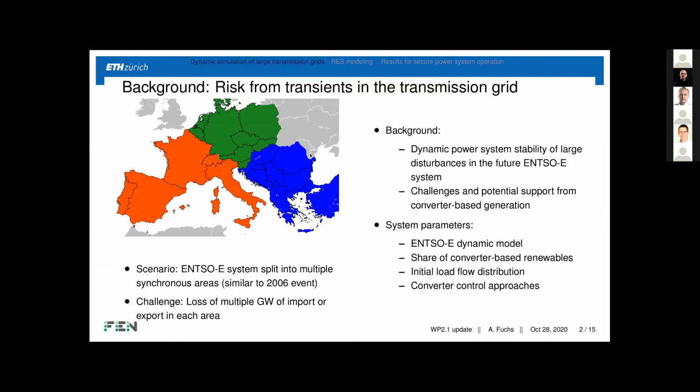And basically, the large disturbance we picked as a reference, in accordance with Swissgrid, is based on the 2006 islanding event. So it's not the loss of a single unit somewhere in the system, but in the end, when you have such an islanding event, it's tens of gigawatts that are suddenly lost in each of the zones. And we took a look at how the system reacts to this.